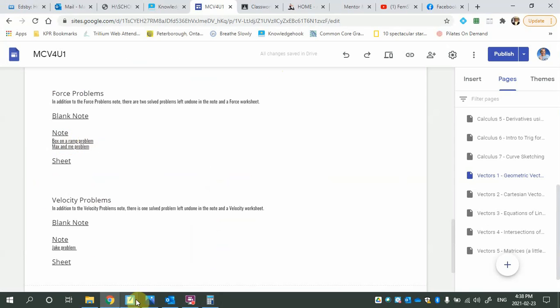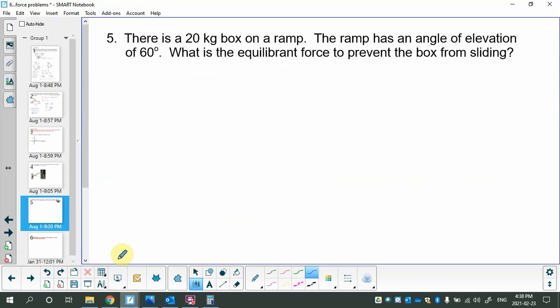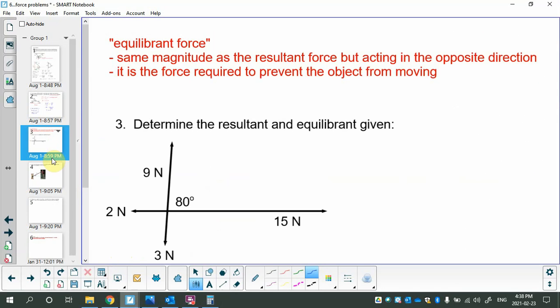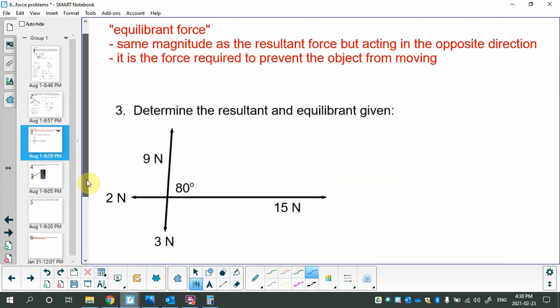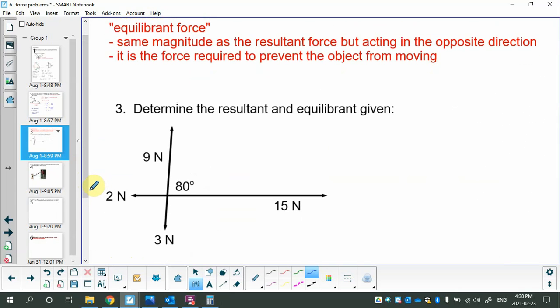But the question we're going to do is number 3. And there is your technical definition for equilibrant force, which I cannot say properly. So it's the same magnitude as the resultant force. So exactly the same newtons, but acting in the opposite direction. So if a resultant is what happens when you're applying force to move something, then equilibrant force is the force required to prevent the object from moving because it's working in the opposite direction.